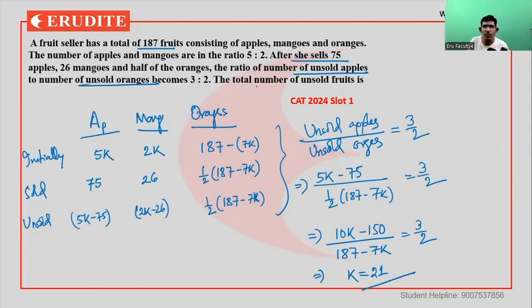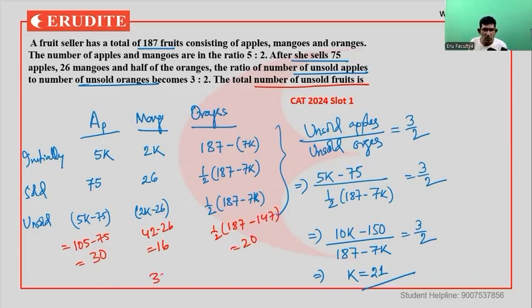Now the question says number of unsold fruits. The total unsold fruits. How much is it? 5K means 5 into 21, which is 105 minus 75, which is 30. 2K means 42 minus 26, that is 16. And this is half of 187 minus 147, which is 20. So the total number of unsold fruits is 30 plus 16 plus 20, which is 66. So that is my straight answer, 66. So these are our typical examples of ratio proportion questions.